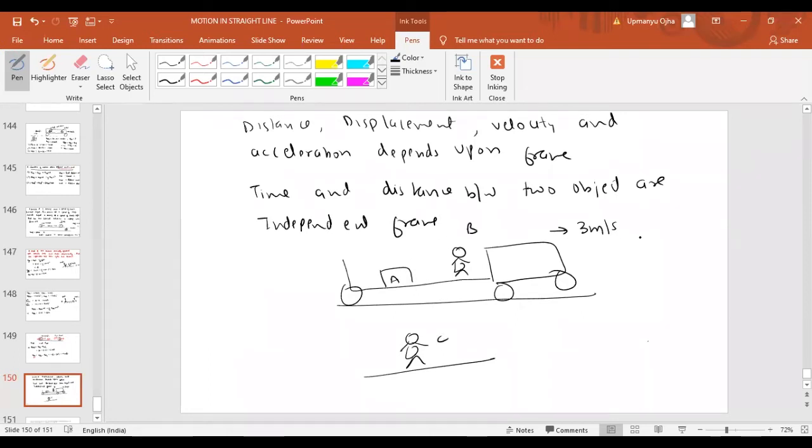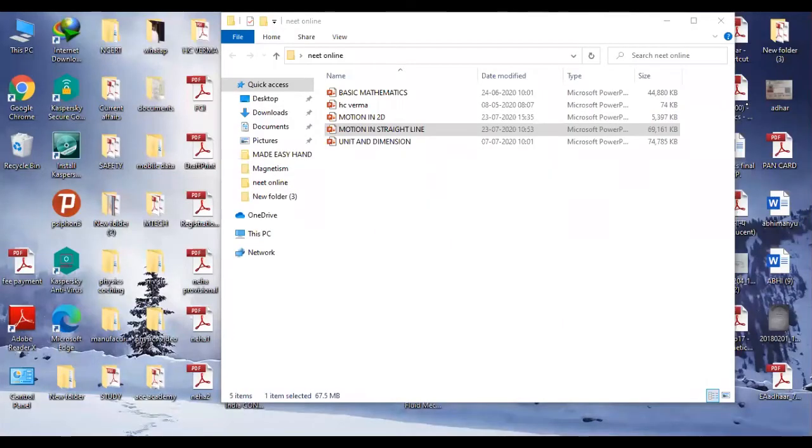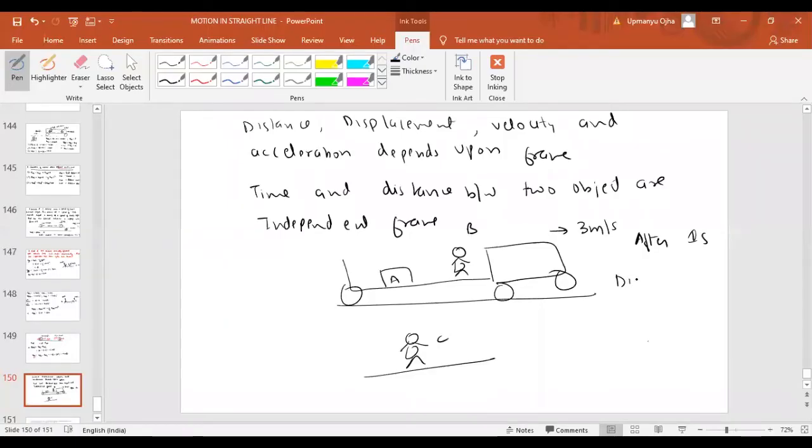Now you tell me, after 1 second, what is the displacement of the truck? 3 meter, very good. So what you are telling is correct, that is 3 meter. So if the truck's displacement is 3 meter, what is the displacement of object A? Because the truck will move, the object will move along with the truck. That will be 3 meter.